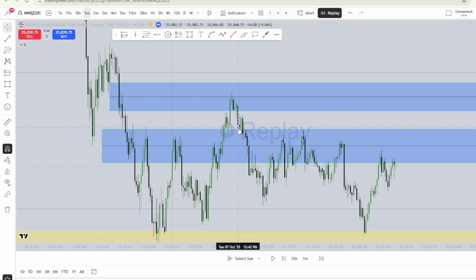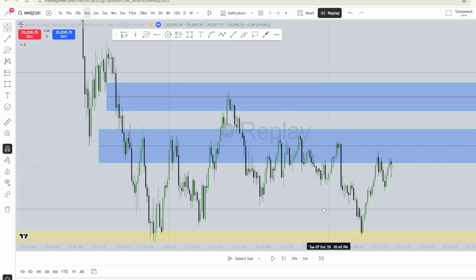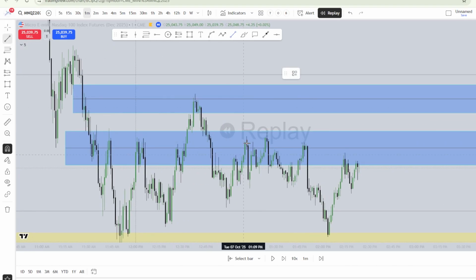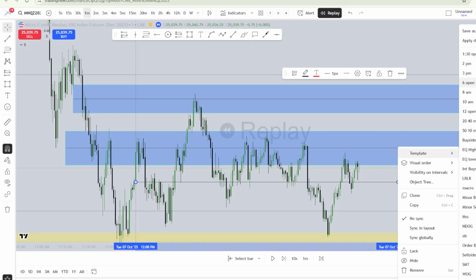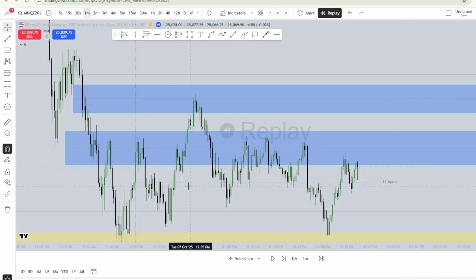So let's say you want to trade the PM session, right? For the PM session, I like to start at the 12:50 macro. So I want to mark out 12 o'clock. That's all I want to do. 12 o'clock, boom. That's my 12 open, okay.